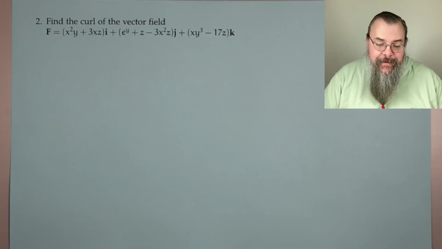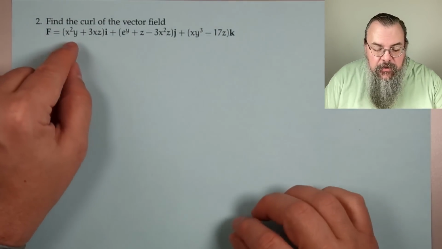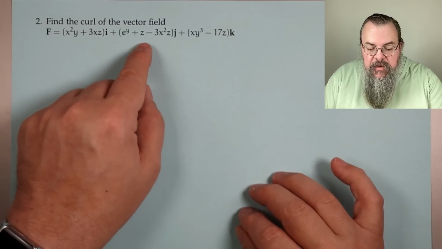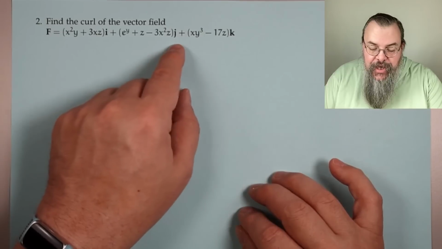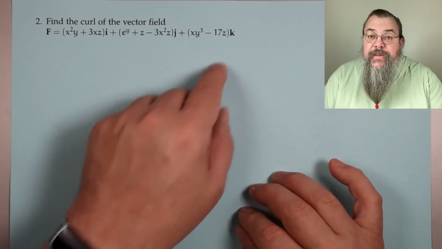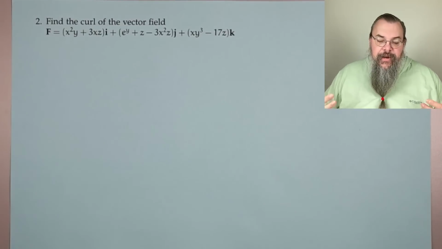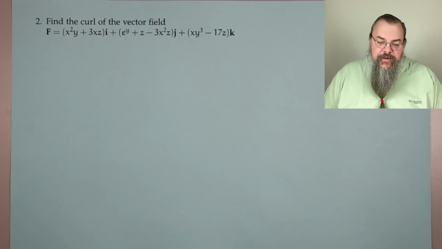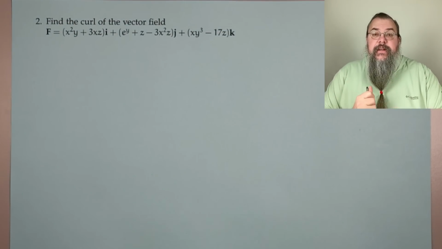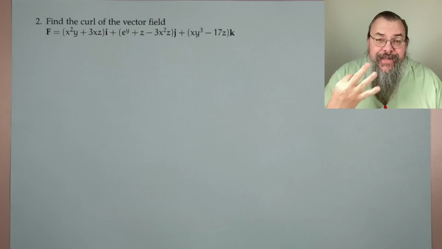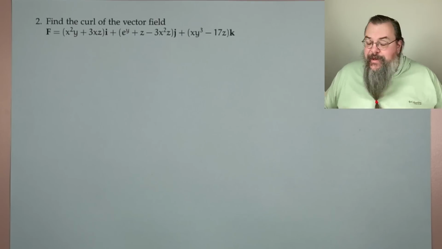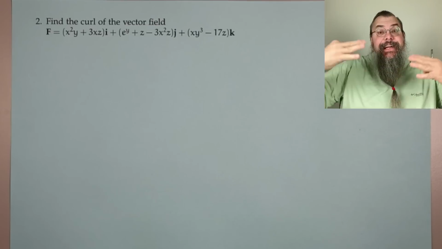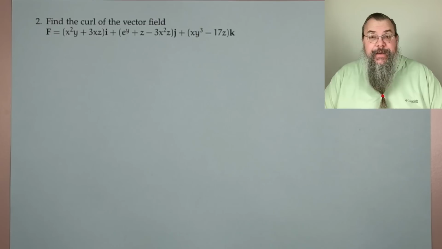Find the curl of the vector field F, which is x squared y plus 3xz i, plus e to the y plus z minus 3x squared z j, plus x y cubed minus 17z k. All right, so curl, again, is kind of like a derivative, but a very special derivative. You have to start with a 3-dimensional vector. It doesn't work for 2D vectors, doesn't work for 4D vectors. Has to be 3D. And you're going to end up with a 3D vector.